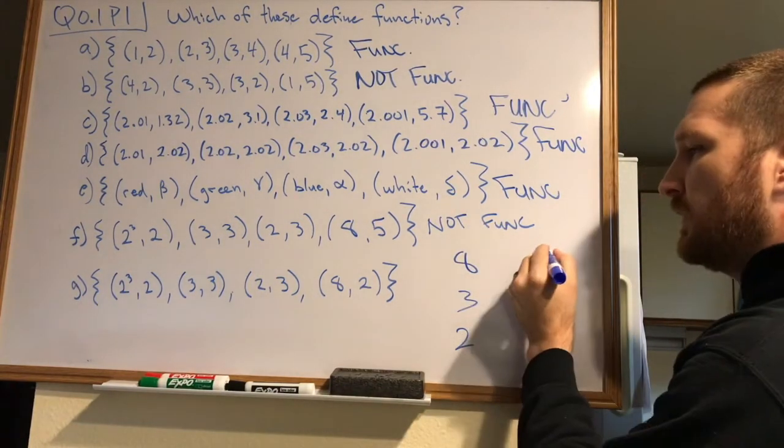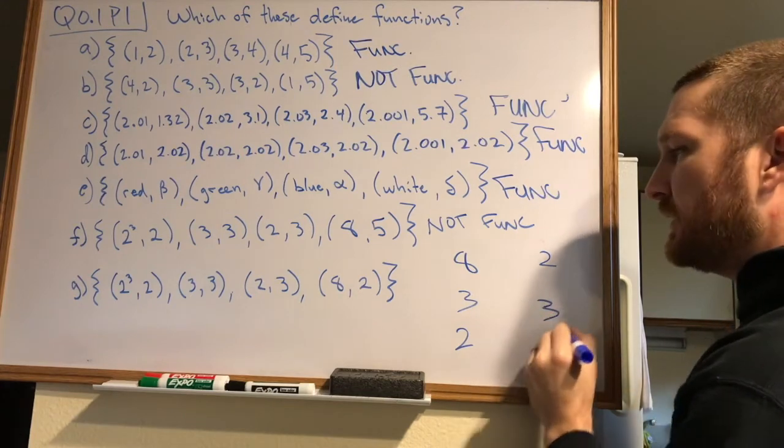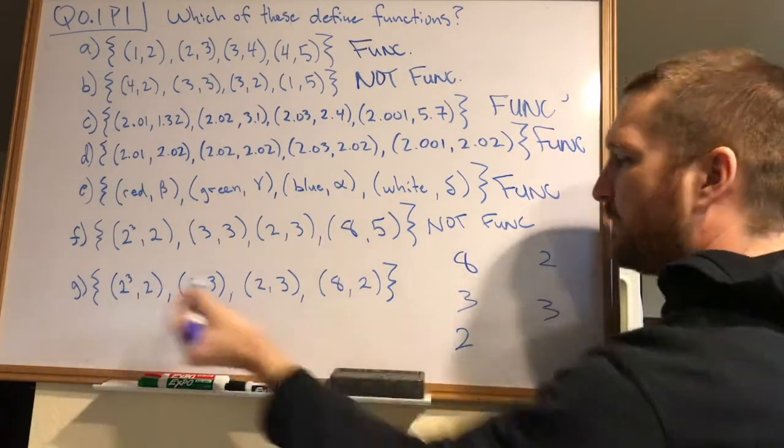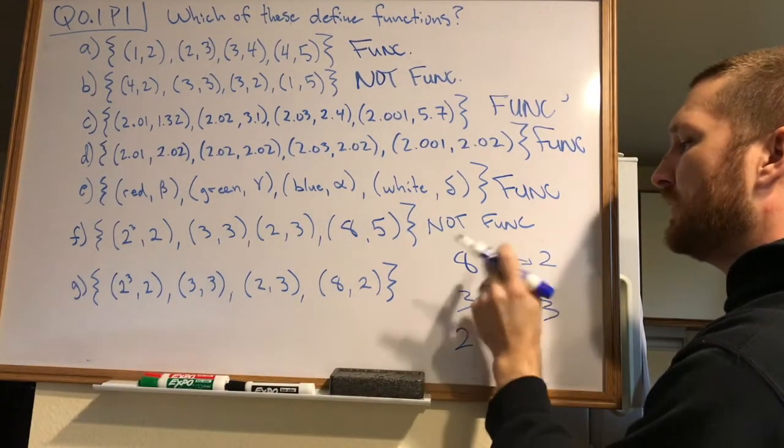Let's see what the outputs are. 2 and 3 and 2. Okay, we're good to go. In the first case, 8 gets mapped to 2. Input 8, output 2.